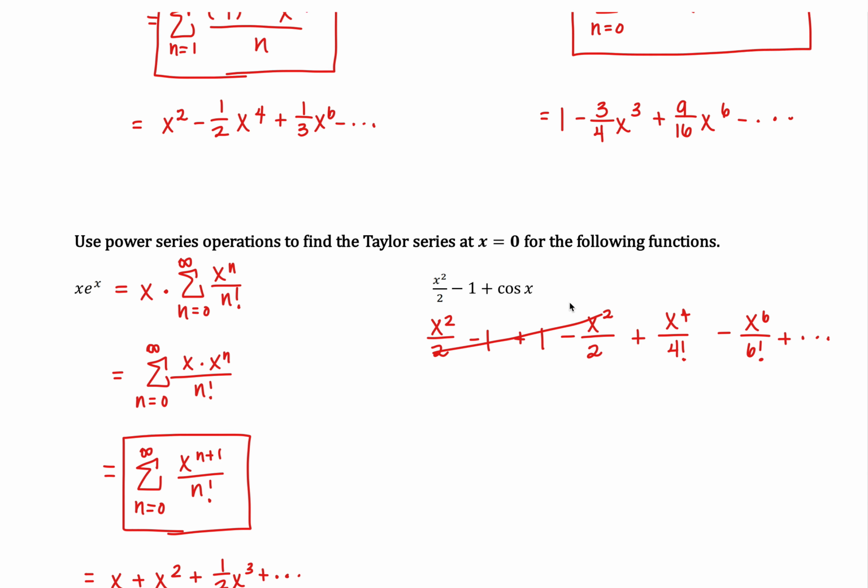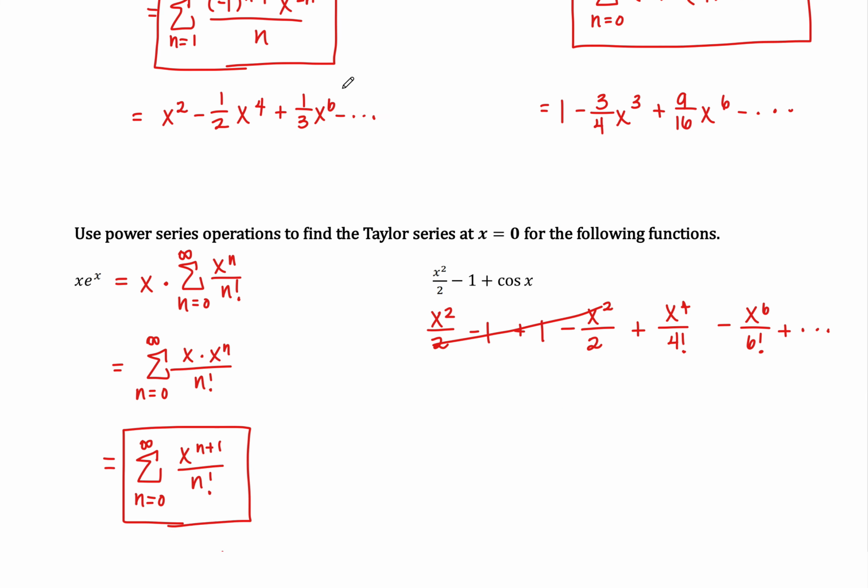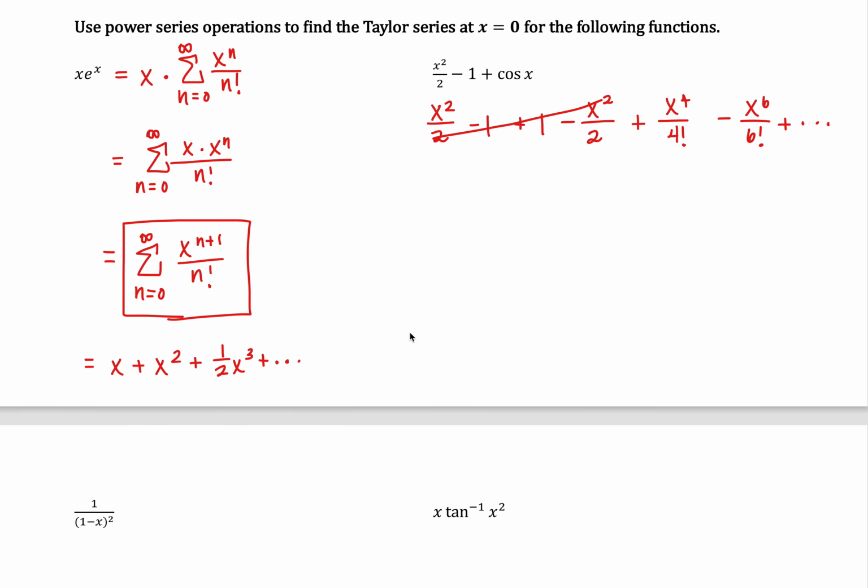So I'm going to just, let me scroll back up here. So we just have this cosine series. The only thing is that it's now missing its first 2 terms. So again, instead of starting at 0, I'm going to start it at 2. So we can rewrite this as the sum from n equals 2 to infinity of -1 to the n, x to the 2n over 2n factorial.